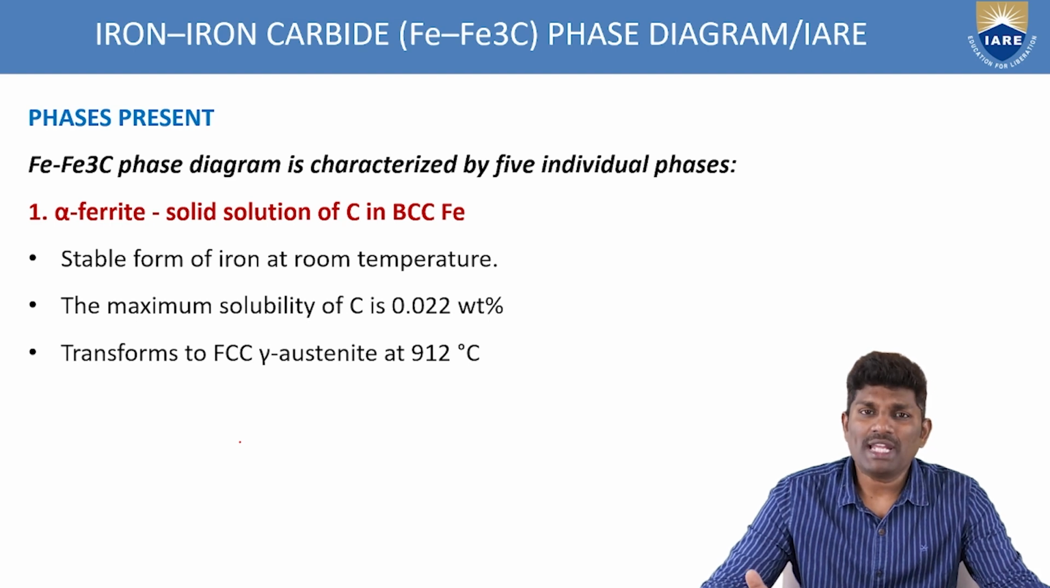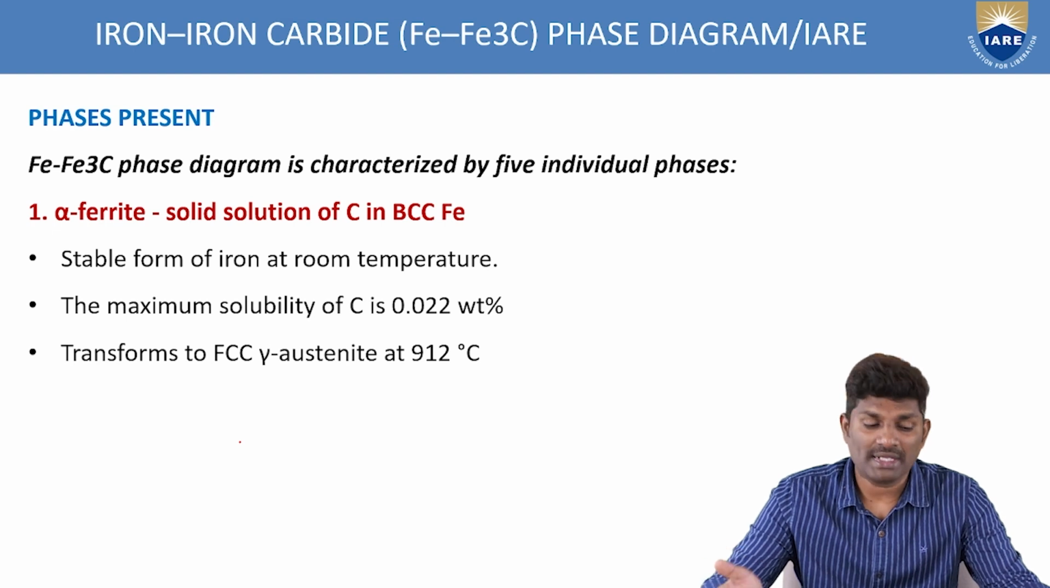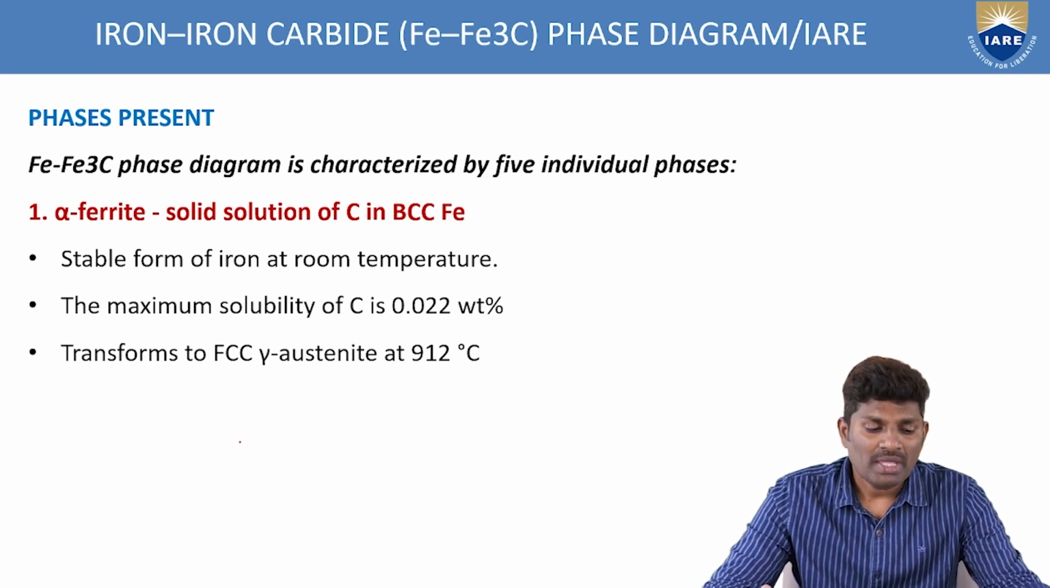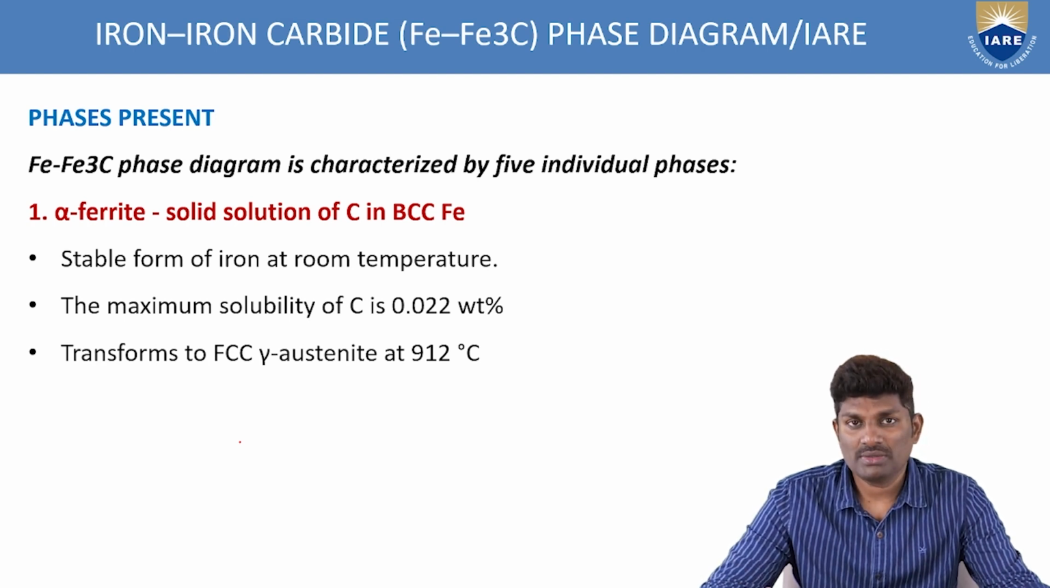So what are the different types of phases present in the iron carbon phase diagram? First, the iron carbon phase diagram is characterized by 5 individual phases. So totally you have 5 individual phases in this phase diagram.